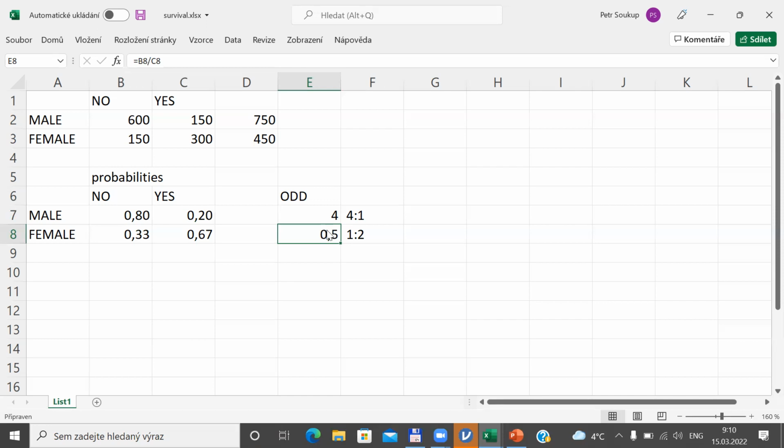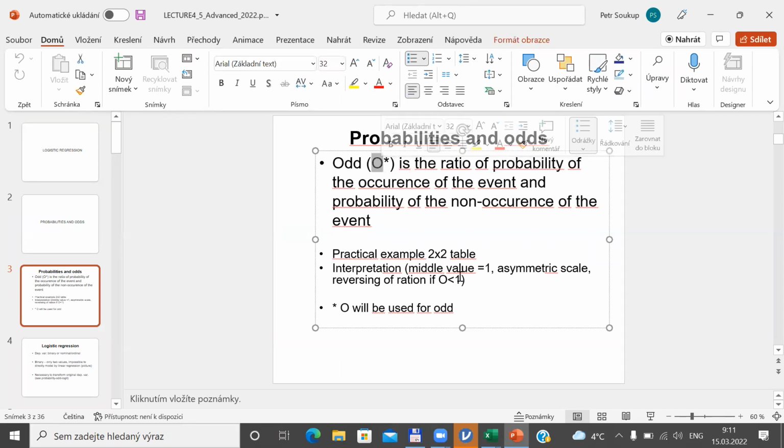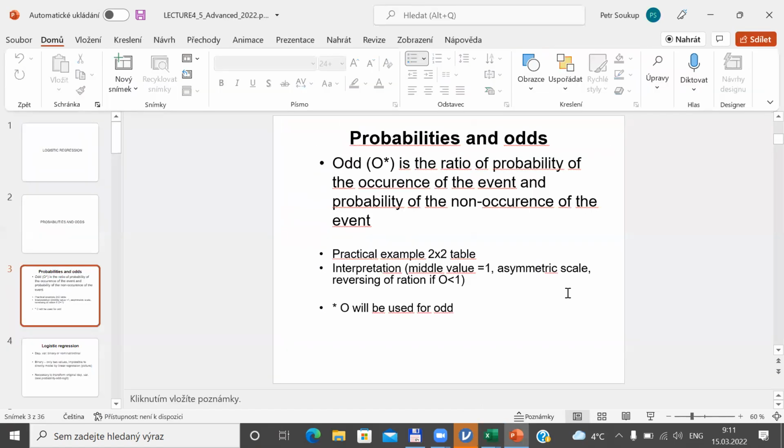And now I will go back to the presentation. We know about odds. In the literature you can find simply the letter O standing for odds. If I were using some theoretical description, I would describe these odds for male as O with small index m, and for female O with small index f. So that would be possible.